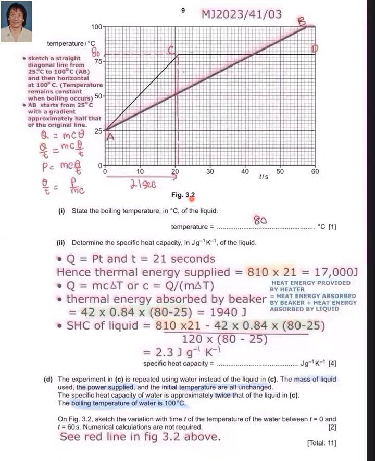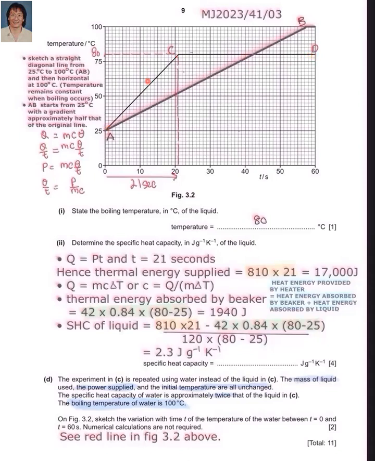Figure 3.2 shows how the temperature of the liquid changes with time during the heating process. In other words, this is the heating curve. To do this question, you need to understand the heating curve for the liquid. AC represents the part where the temperature is rising, and CD represents the part where the liquid is boiling.